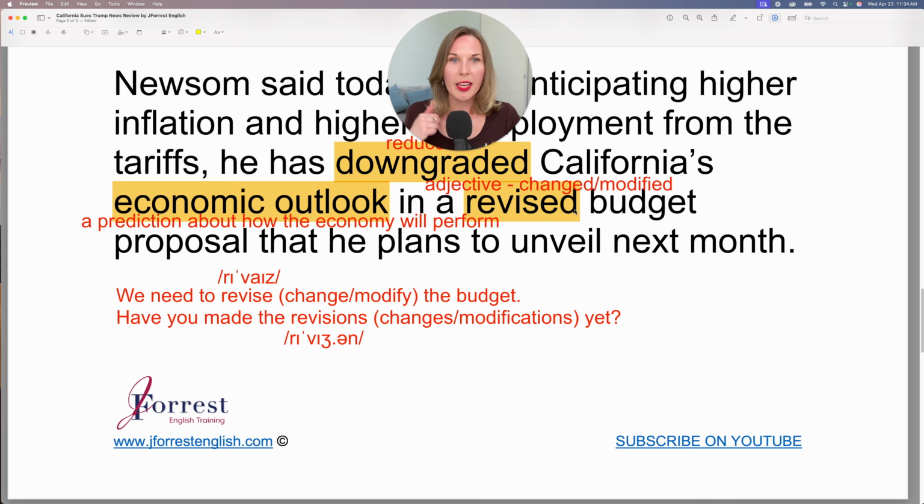Let's keep reading. In a revised budget proposal that he plans to unveil next month. So if he plans to unveil it next month, it means that it is not publicly available right now. So I can't look at it, you can't look at it. So to unveil something means that the public can see it for the first time.